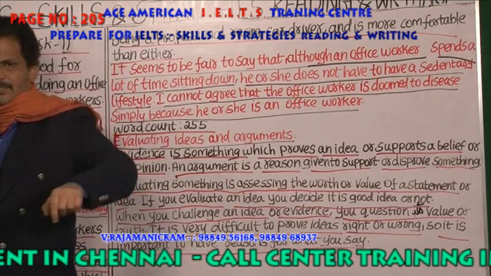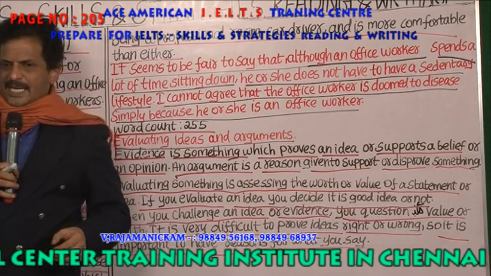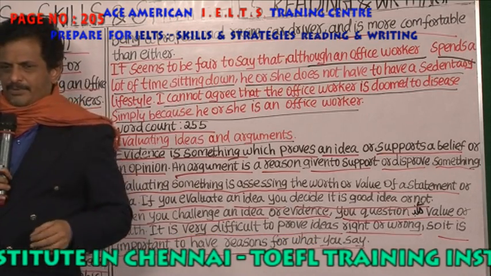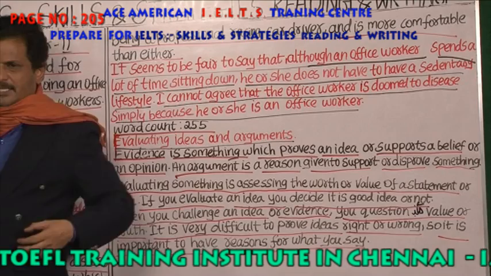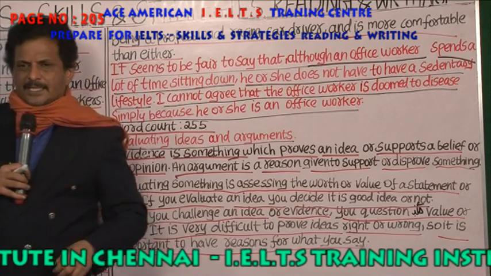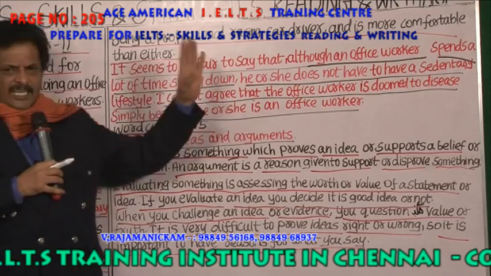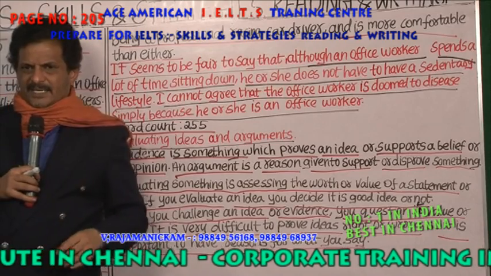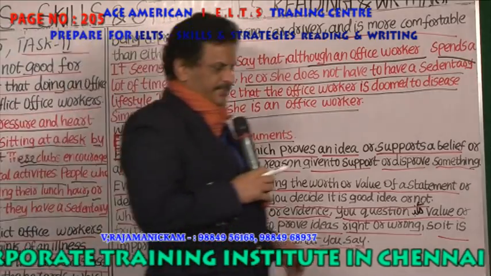You can go against that also. You can say many of the office goers get diseases. You are prone to get heart attacks. The radiation, all the emissions of the computers get affected to your eyes, harm to the eyes, harm to the heart, harm to the kidney, harm to the liver, you can say all those things. So you can say it this way and that way, depending upon your answer. So here, simply because he or she is an office goer, saying that they get attacked by disease just because they go to the office is ridiculous.